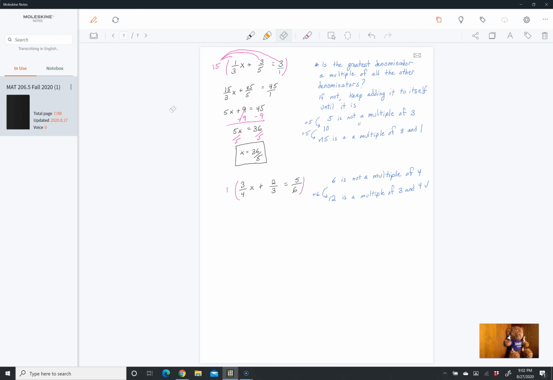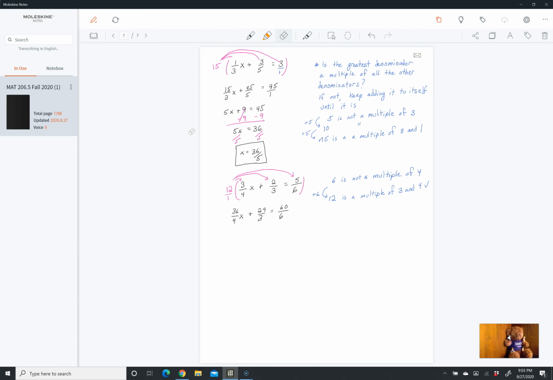Again, if you're good at your canceling, remember that this is like 12 over 1. If you're good at your canceling, you can skip the next step. Okay, and go directly to what would be the equivalent of this step here. Okay, so 12 times 3 is 36. So we have 36 over 4x. Then 12 times 2 is 24, so we have 24 over 3. And 12 times 5 is 60, so we have 60 over 6.